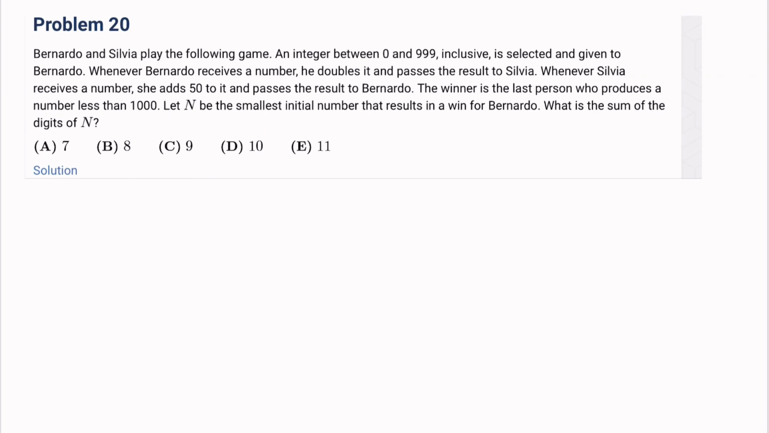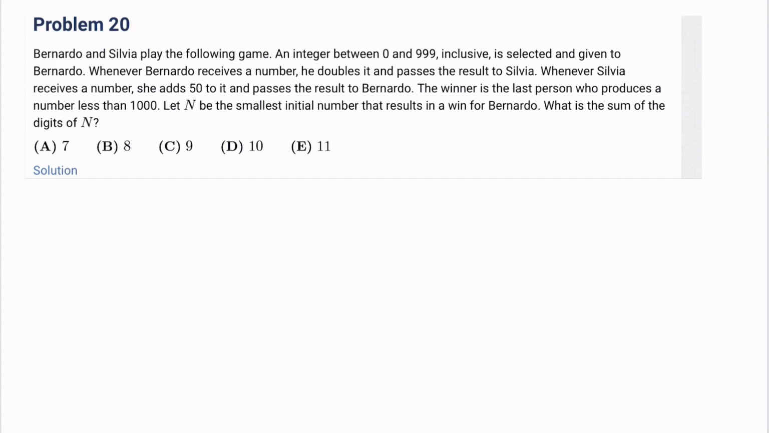Number 20. Bernardo and Sylvia play the following game. An integer between 0 and 999 inclusive is selected and given to Bernardo. Whenever Bernardo receives a number, he doubles it and passes the result to Sylvia. Whenever Sylvia receives a number, she adds 50 to it and passes the result to Bernardo. The winner is the last person who produces a number less than 1000. Let n be the smallest initial number that results in a win for Bernardo. What is the sum of the digits of n?